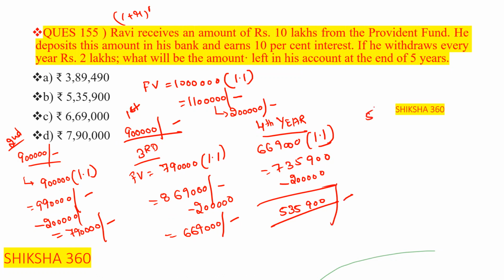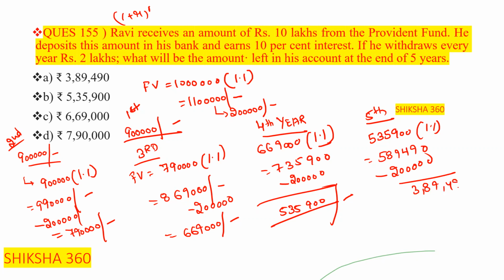Now further, in the last year, he will get interest on that. So 5,35,900 rupees is further invested for the last year at 10%, that is 1.1. What is the amount he will get at the end of the year? That is 5,89,490 rupees. From that he will further withdraw rupees 2 lakh, so minus 2 lakh from that. So he will get 3,89,490 rupees in the end.